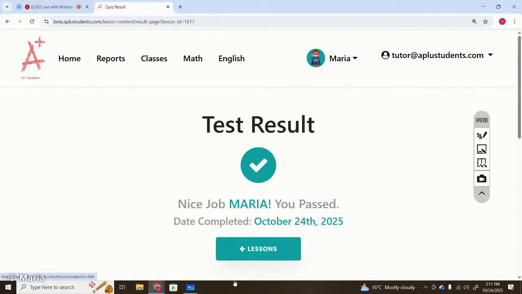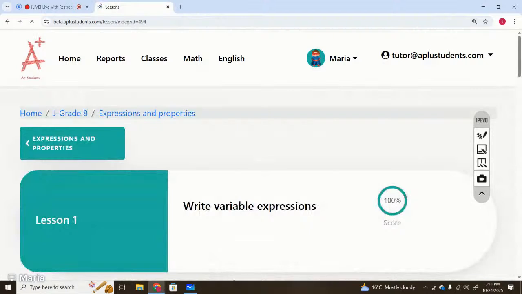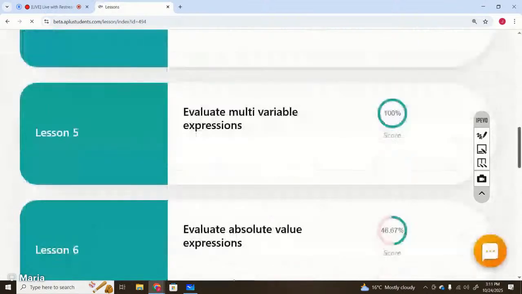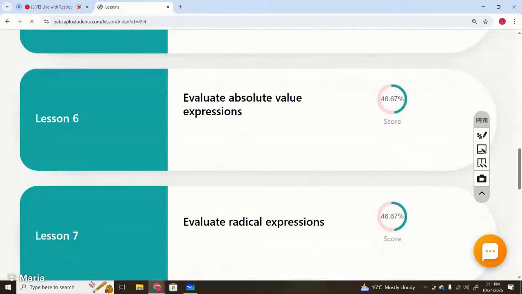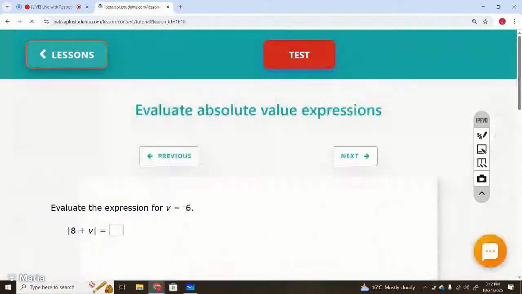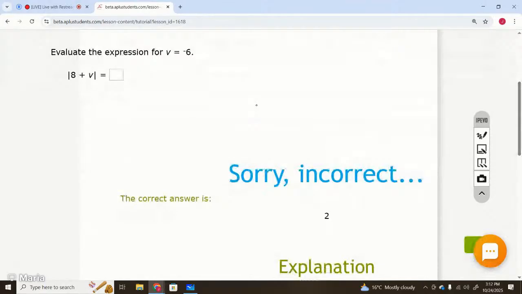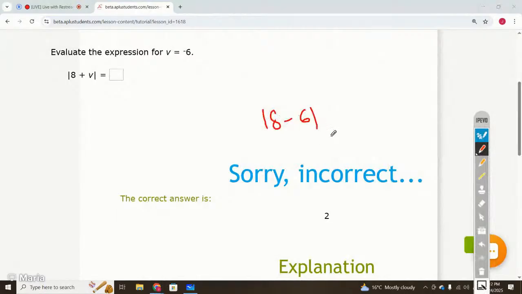Okay, we are done with the lesson. Let's just move on to the next lesson. Evaluate the expression for v equals negative 6. 8 minus 6. That is absolute value. The correct option is 2.